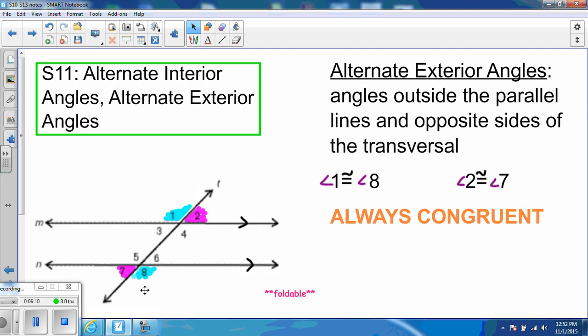Alternate exterior angles are always congruent to each other. Angles 2 and 7, notice that 2 is outside of the parallel lines, and it's to the right of the transversal. 7 is to the left of the transversal and outside of the parallel lines, so those two are congruent to each other as well.